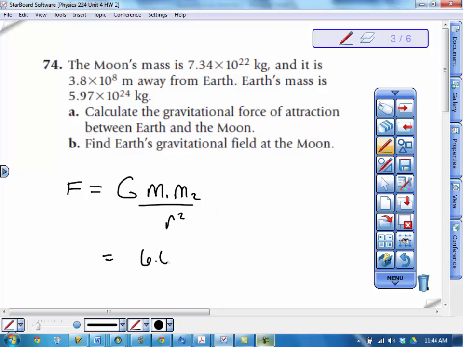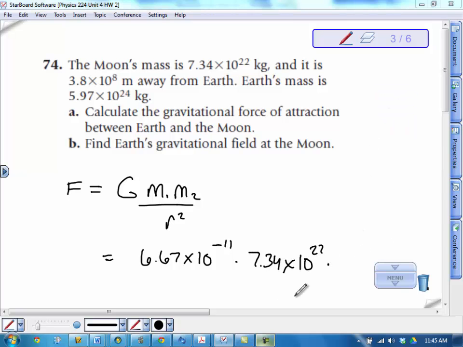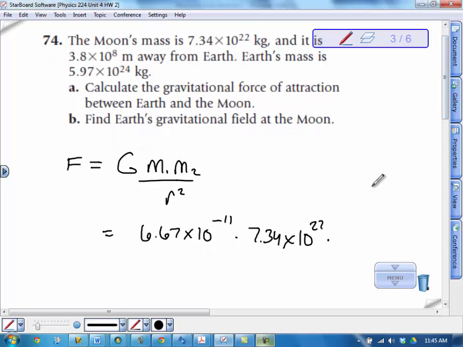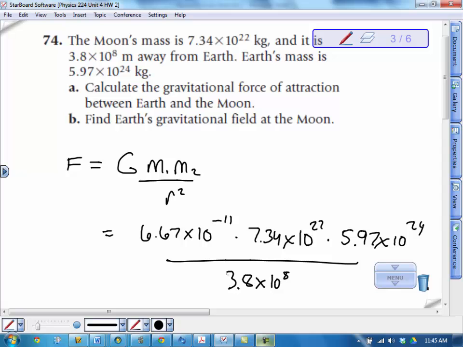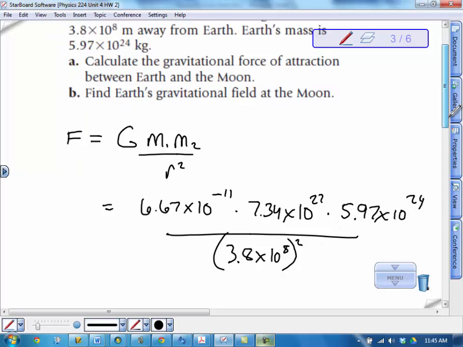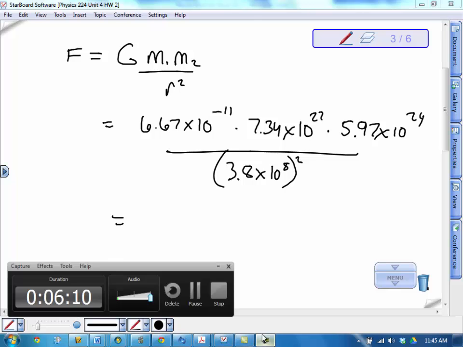Okay, so we're going to go ahead and enter this in: 6.67 times 10 to the negative 11 times the mass of the moon, for example, times the mass of the Earth, 5.97 times 10 to the 24, all divided by the distance between them squared. And they gave us that distance in meters, which is good. We just need to make sure we square it. So we should be able to do that in our calculator.